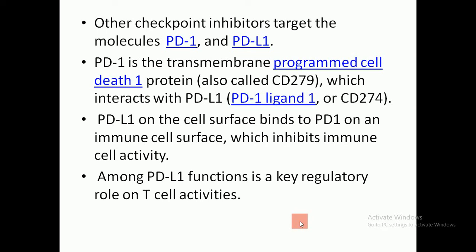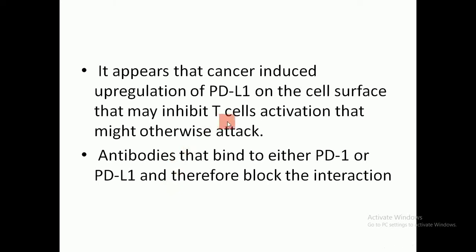Other checkpoint inhibitors target the molecules PD and PD ligand. PD1 is the transmembrane programmed cell death protein, also called CD279, which interacts with PD ligand, or CD274. PD ligand on the cell surface binds to PD on the immune cell surface, which inhibits immune cell activity. So among PD ligand functions is a key regulatory role on T cell activities. It appears that cancer induces upregulation of PD ligand on the cell surface that inhibits T cell activation.